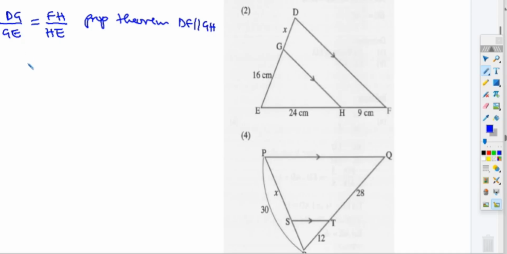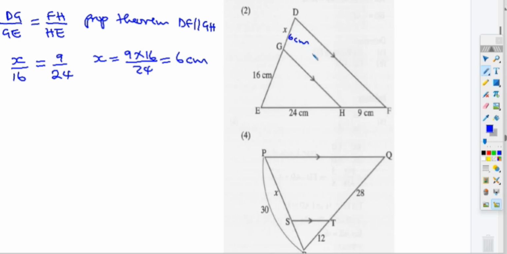Now substituting into the proportionality theorem there, we have X over 16 is equal to 9 over 24. Now to get the value of X, take your 16 to the other side. X is equal to 9 times 16 over 24. And this will give us 6 centimeters. So this is 6 centimeters here.